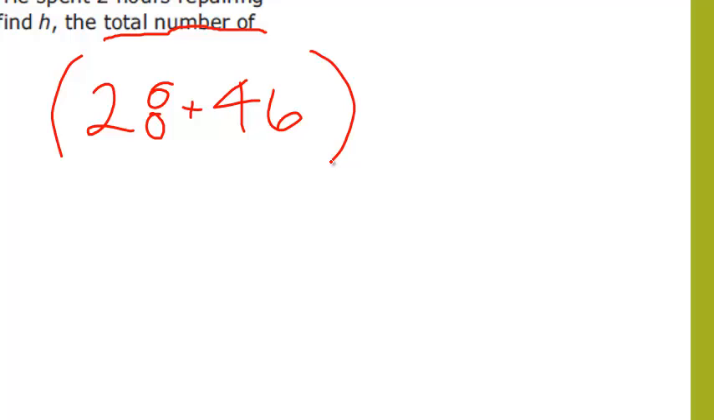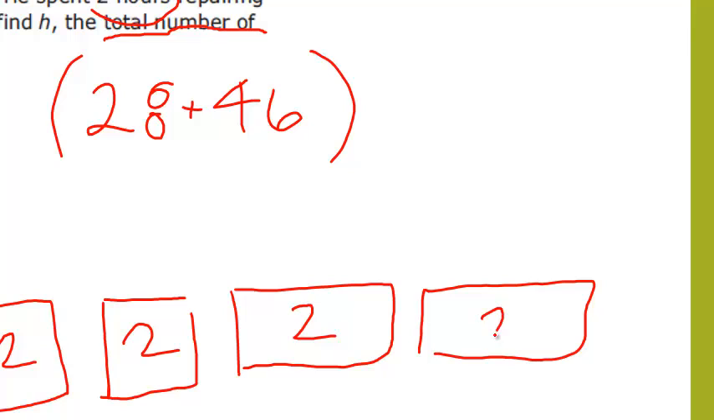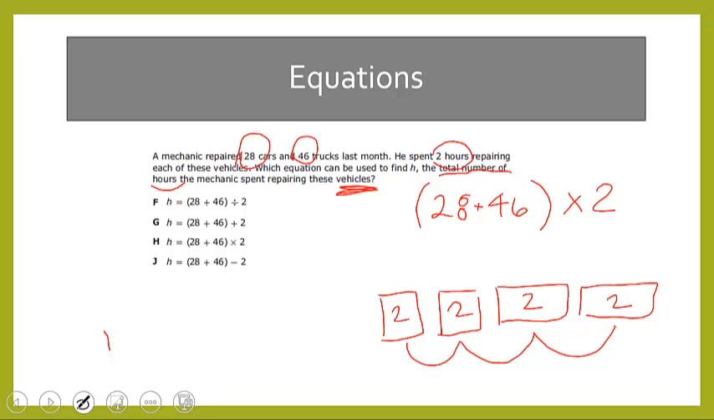And then on each of those things, he spends 2 hours. So let's pretend this is our first car. He spent 2 hours. Our first car, 2 hours. I'll draw a bigger one for the truck. He was able to do that in 2 hours. And then the other truck, 2 hours. So all the way along, I get to multiply times 2 to find his total time, because if you can see, we're repeating addition many times. So that is going to equal the total time.